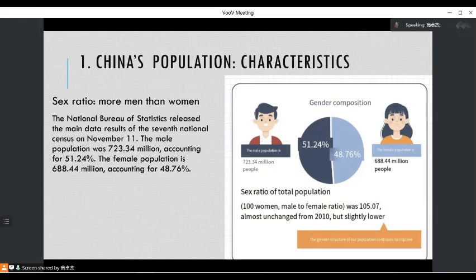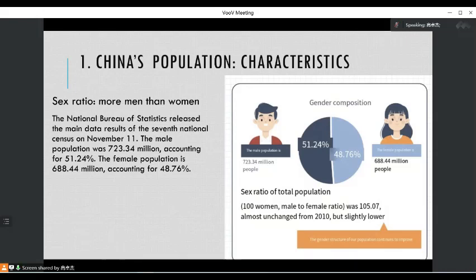The male population accounts for 51% of the total population in China, and the female population accounts for 48% of the total population. That is to say, the ratio of male to female is 105 to 100.